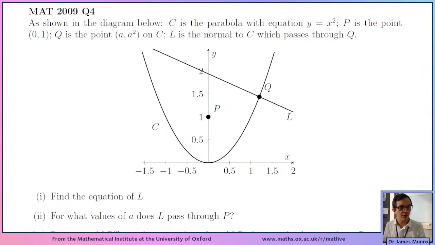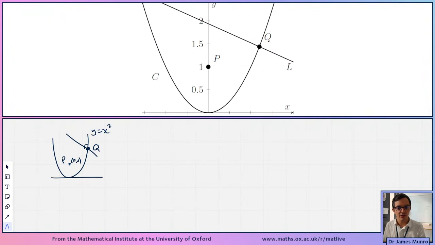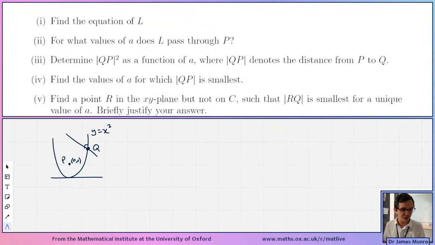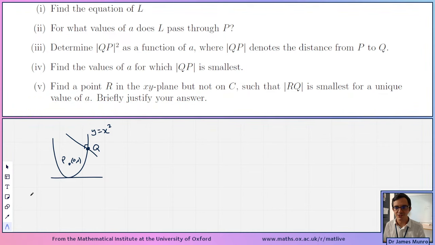Let us go over here then and calculate this. Okay, oh, I can fit all the parts of this question on the screen. That's nice. Yeah, just. Okay, and I've got my little diagram. It's a tiny diagram. Let's go. Okay, let's find the normal at Q.